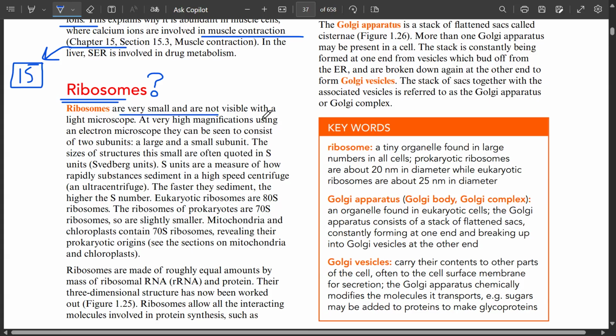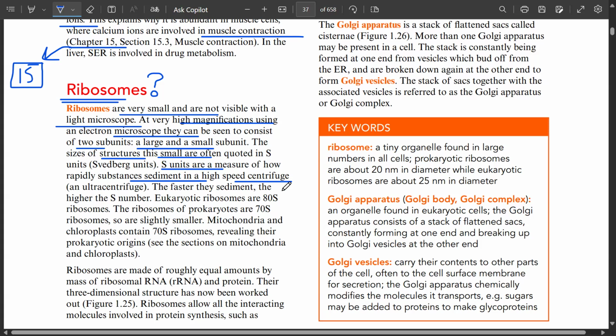Ribosomes are very small and not visible with a light microscope. At very high magnifications using an electron microscope, they can be seen to consist of two subunits, a large and a small subunit. The sizes of the structures are often quoted in S units. S units are a measure of how rapidly something sediments in a high speed centrifuge. S is a unit that tells you how fast something sediments.